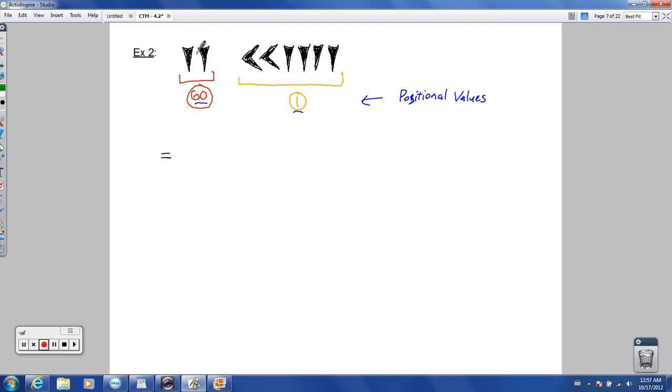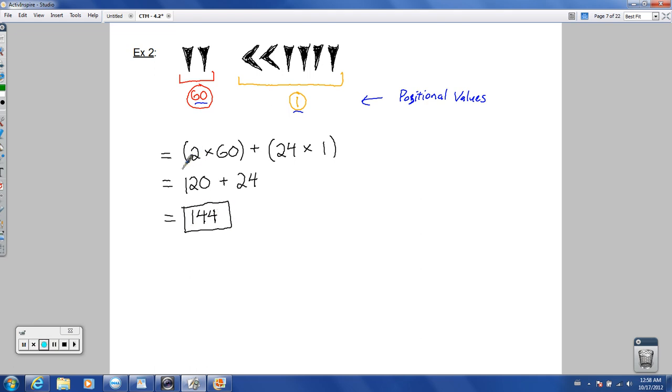I just have 2 times 60. I have 2 60s. And then over here the tally marks added up to 24. So I've got 10, 20, 4 more. So I have 24 ones basically. I have 24 times 1. We work this out, we get 120 plus 24, and that equals 144. There we go. So this Babylonian number is 144 for us in Hindu-Arabic form.